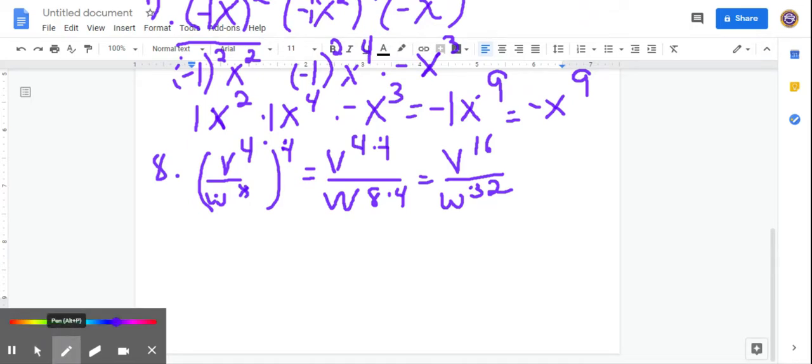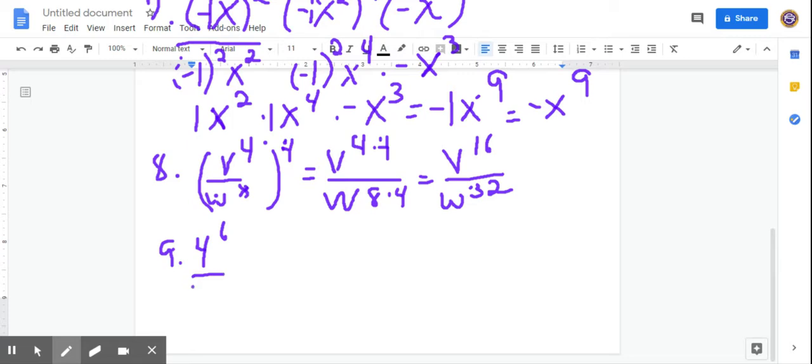Number 9, we have 4 to the 6th power over 4 squared. Some did all of this out. Absolutely not necessary. Really what you should have done is said you had like bases. When we have like bases and we're dividing, we subtract the exponents. So you keep that base 4 and you subtract the exponents 6 minus 2. So you get 4 to the 4th power.